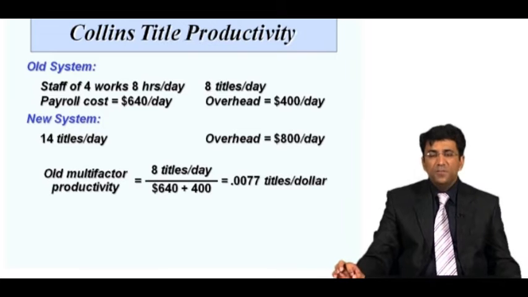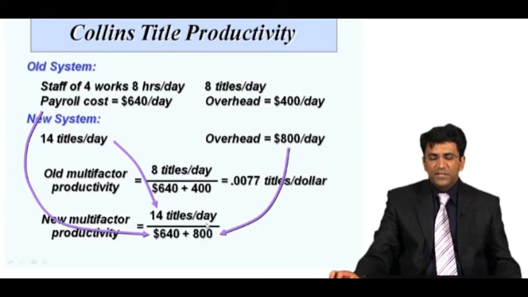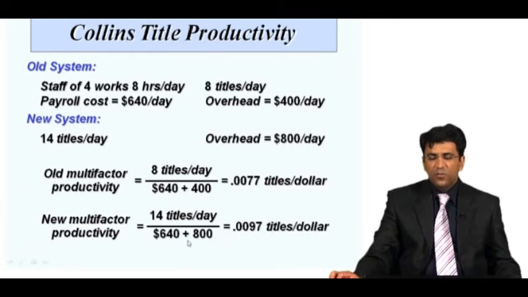Now again students, this is the multi-factor productivity for the old system, and in this case the output remains same. Now if we calculate the multi-factor productivity for the new system, it will be equal to 14 titles per day, that is the new output for the new system, divided by this expense, that is $640 plus overhead expense $800, because the overhead expenses increased to $800 for the new system. So this is our new productivity.